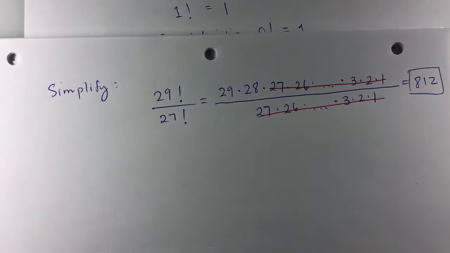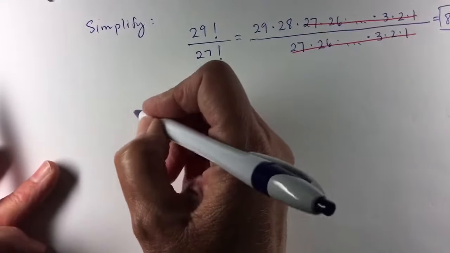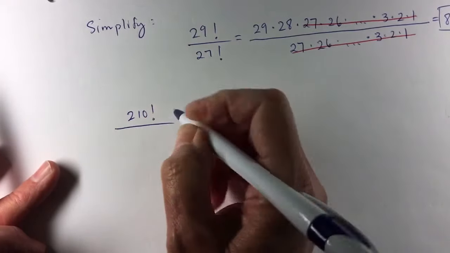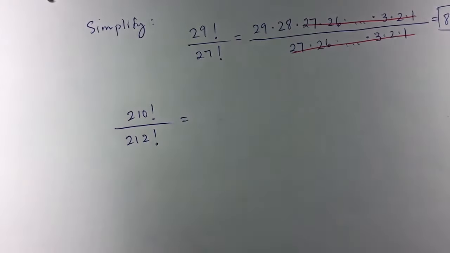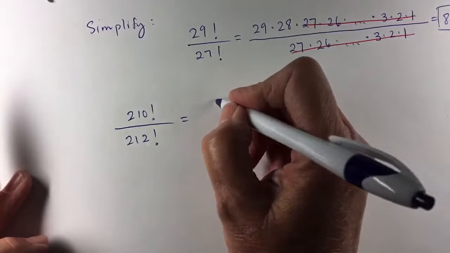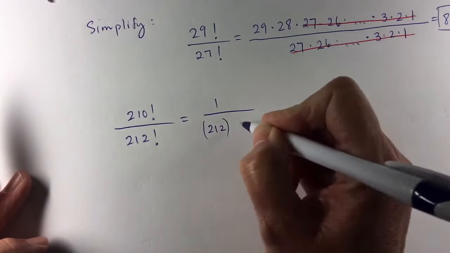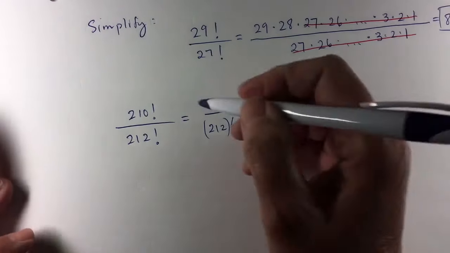So here's a fraction that had factorial in it. What about something like this? 210 factorial divided by 212 factorial. Then that will be 1 over 212 times 211. So whatever that number turns out to be.